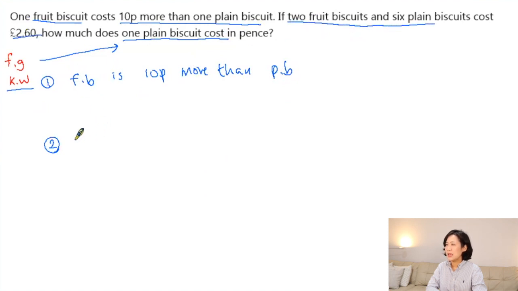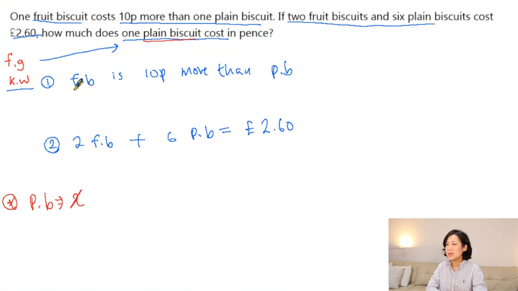Then the second keyword is 2 flute biscuits and 6 plain biscuits all together cost 2.60 pounds. Let's write these as algebra expressions. First, let's decide what our unknown value is. Let the cost of a plain biscuit be x. This is at the same time the final goal, right? So flute biscuit is 10p more than plain biscuit, and more than means adding, right? Then plain biscuit is x, so the expression for the flute biscuit is x plus 10.